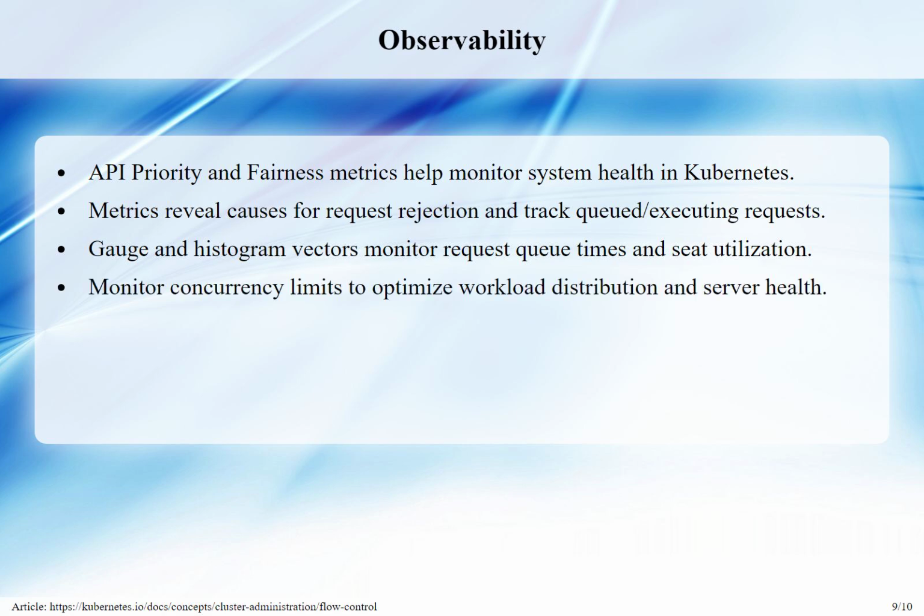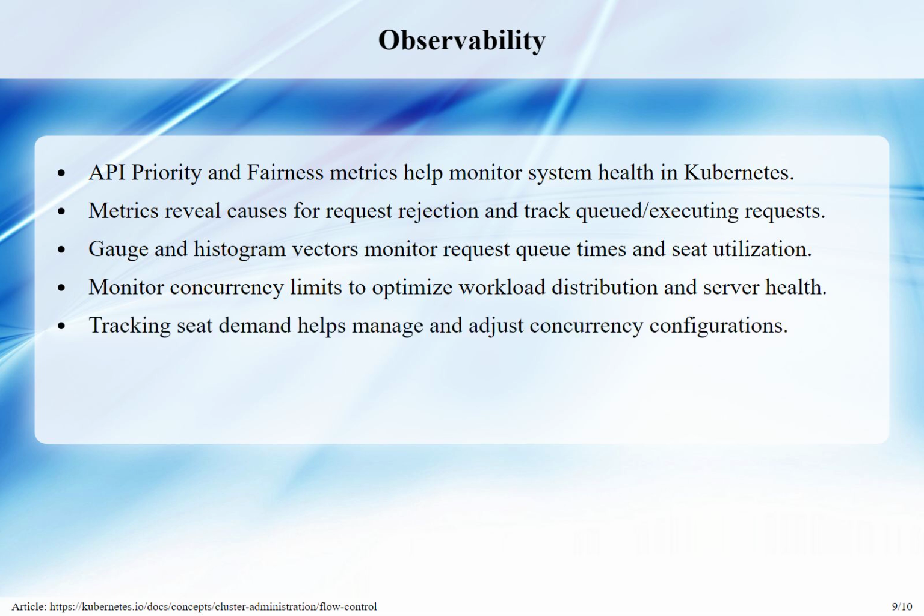Concurrency limits. Metrics provide insight into concurrency limits at various levels, indicating the nominal, lower, and upper concurrency limits. They also offer a demand and utilization perspective to ensure efficient workload distribution while avoiding overwhelming the server. Request demand analysis. Through different vectors, the demand for seats is tracked, offering metrics on both historical and current demands. These help in understanding if demand exceeds server capacity, thereby triggering adjustments in concurrency configurations.